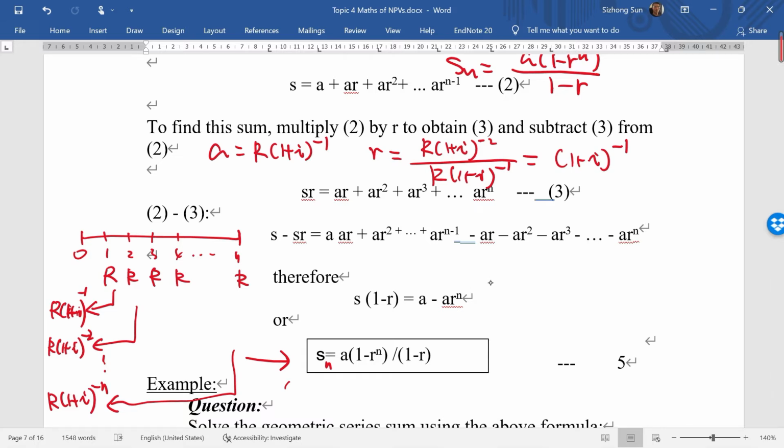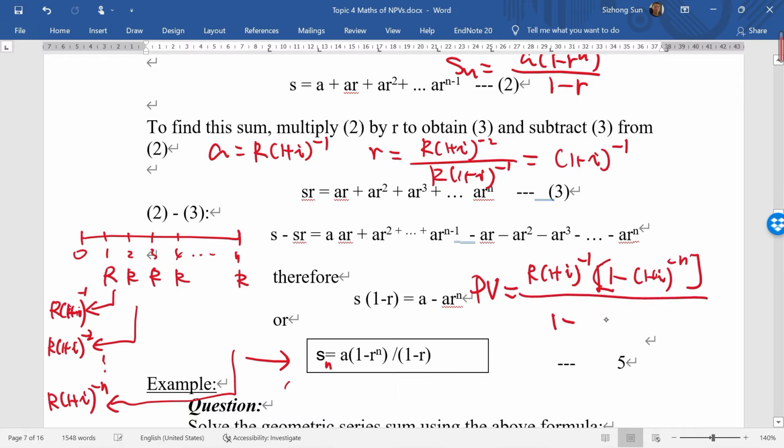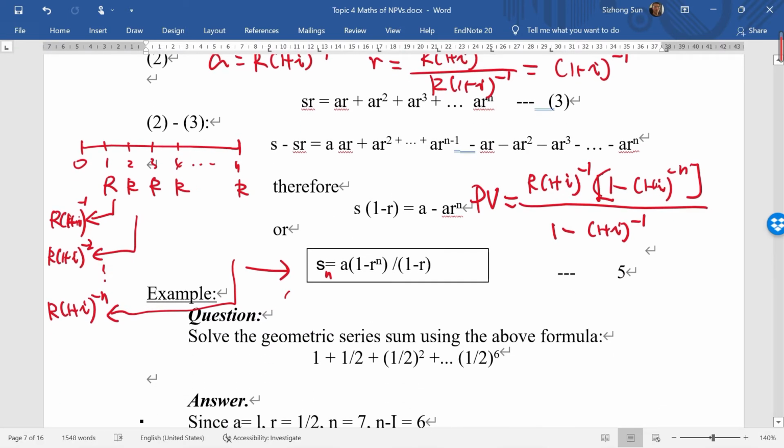So the present value will be equal to A, which is R(1 + i)^-1, times 1 minus the common ratio, (1 + i)^-1, raised to the power n, so minus n here, divided by 1 minus (1 + i)^-1.